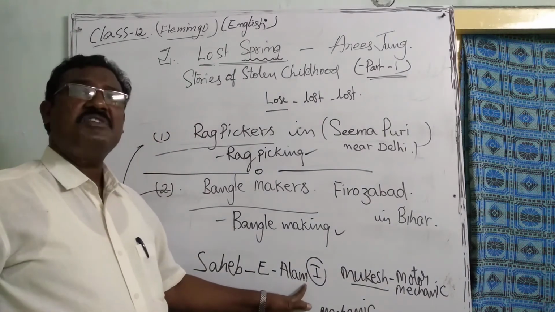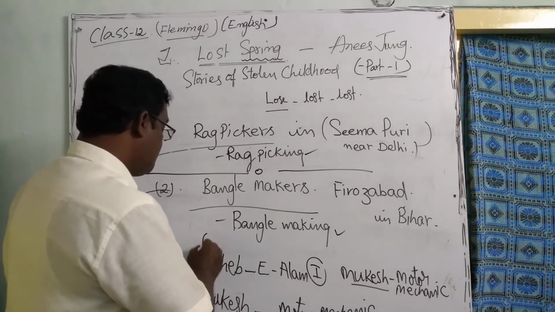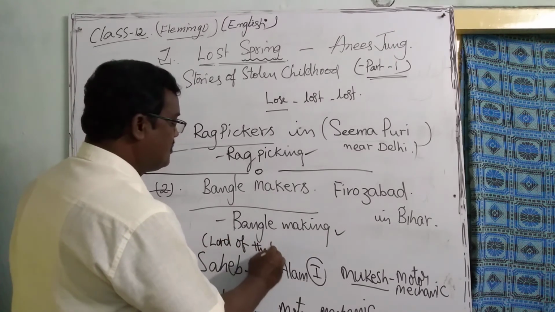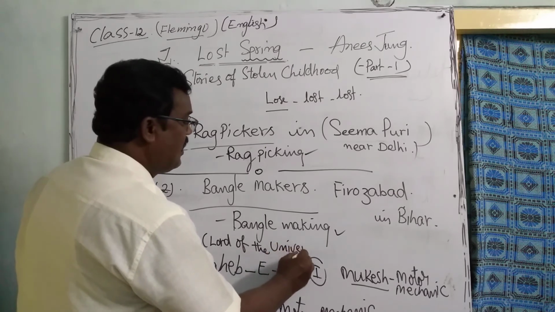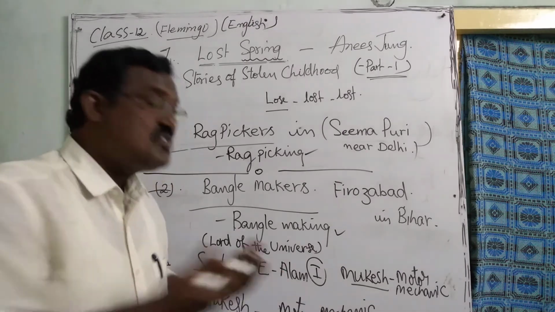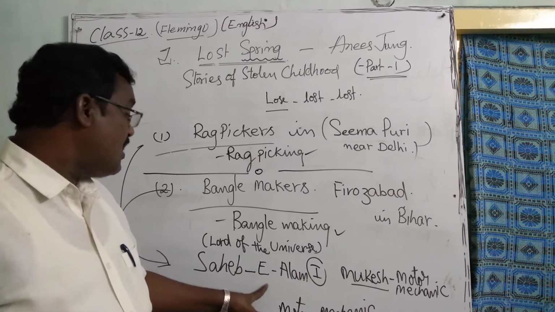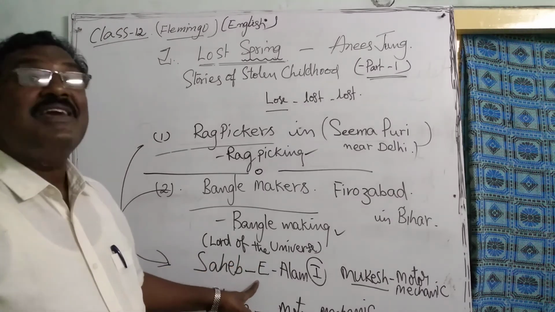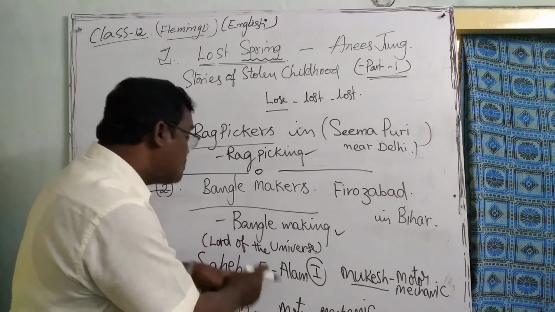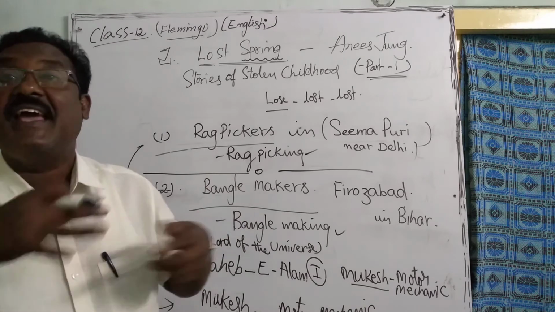Actually, Saheb means what? Lord of the universe. That is the meaning of Saheb, Lord of the universe. But what is the work he is doing? Rag picking. Lord is picking the waste materials from the earth. Is it suitable? Is it the actual meaning of Saheb here? No, Lord. But he is working like a slave, working like a servant. That's why he is doing the opposite work of the meaning of this word. That's why there is irony.